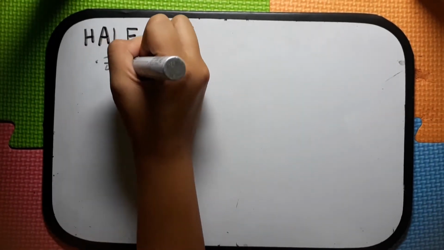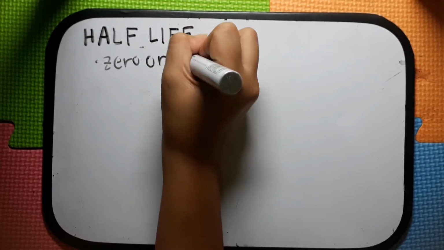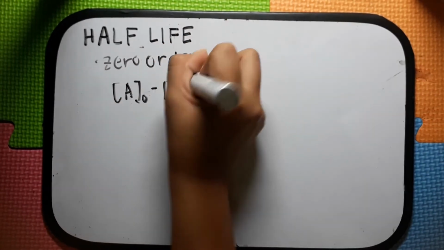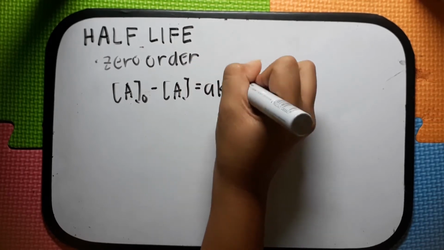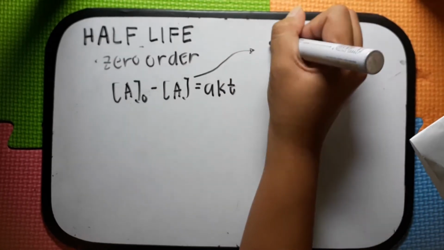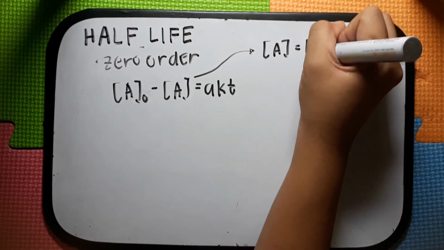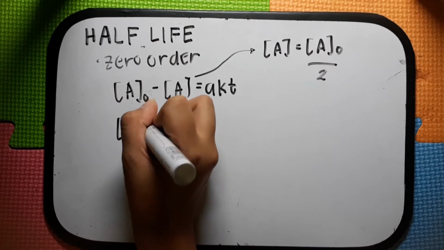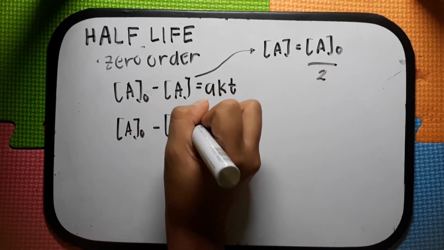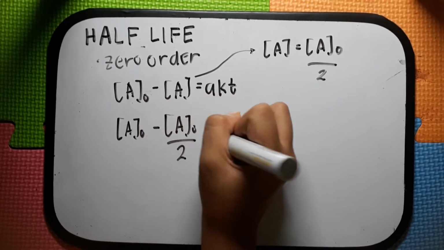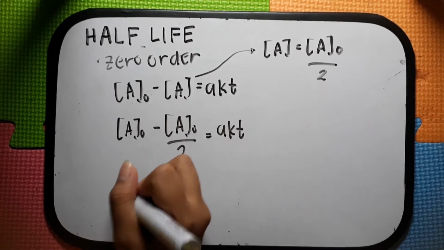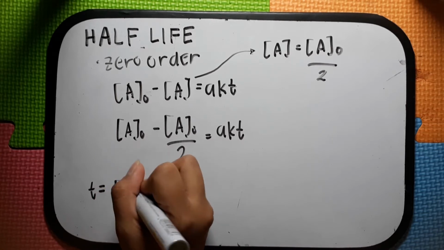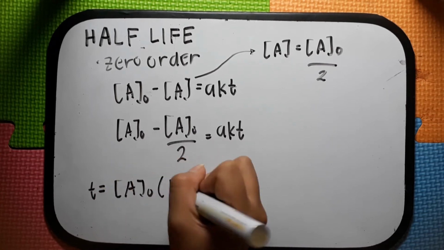To devise the equation of the half-life in zero order, we can use the zero order formula that was previously discussed. In half-life, the remaining concentration is equal to the initial concentration divided by 2. We're going to substitute this to the equation. Since we are looking for the half-life, we want to know the time when the initial concentration is halved. So we're going to isolate t.